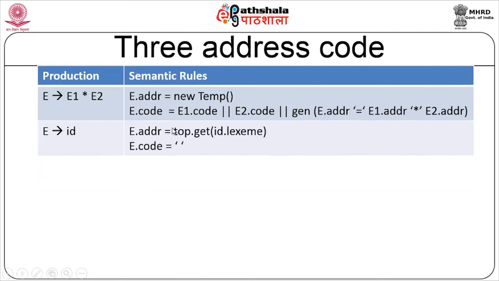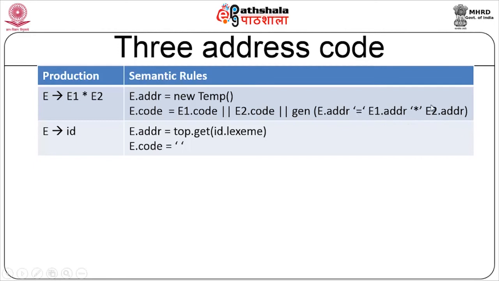So this is the same as I already said. So E produces E1 star E2. If I have a multiplication operator, what will I do again? LHS will be again a new temp. Generate code for E1, generate code for E2. Then generate the code corresponding to this particular production. How? Use a gen command. LHS will be a new temporary variable which is equal to E1 dot address multiplied by E2 dot address.